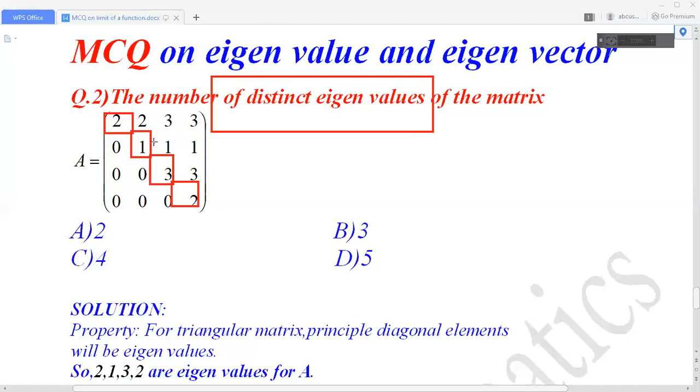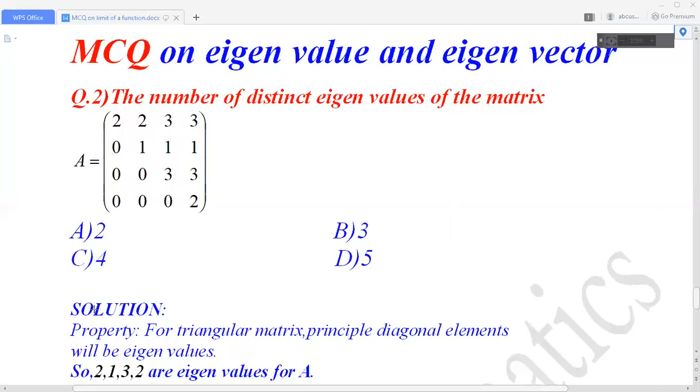Okay, so there are only 3 distinct eigenvalues. One is 1, next one is 2, and the next one is 3. 1, 2, and 3 are the distinct eigenvalues for this matrix A. So option B is the correct answer for this multiple choice question. Please remember one very important property of the triangular matrix: the principal diagonal elements will be the eigenvalues. Okay, let's solve the next question.